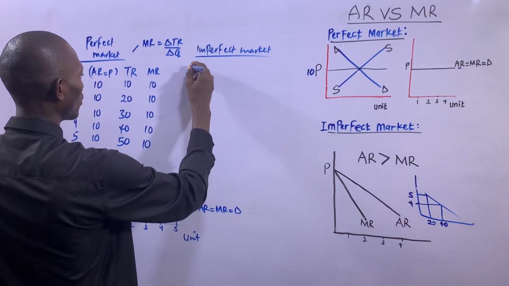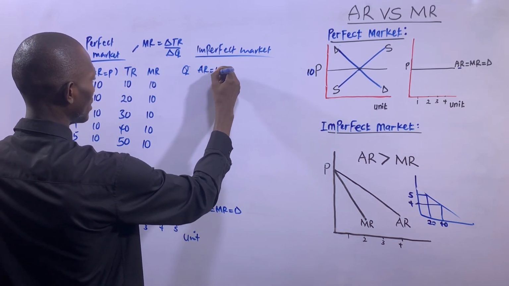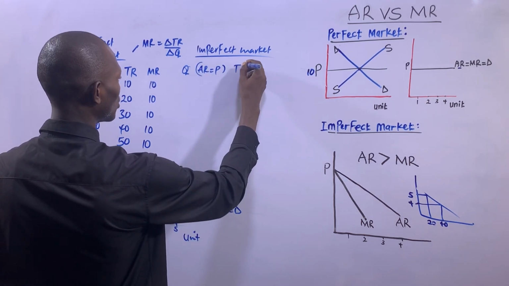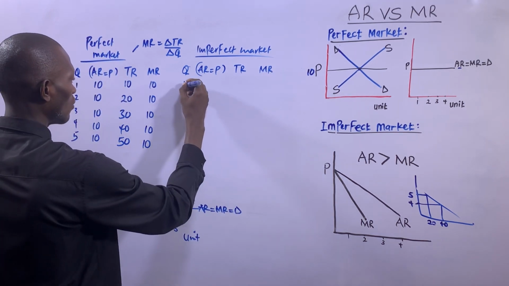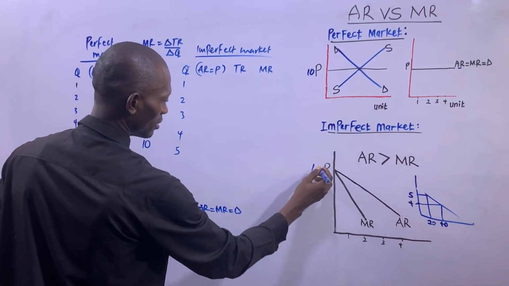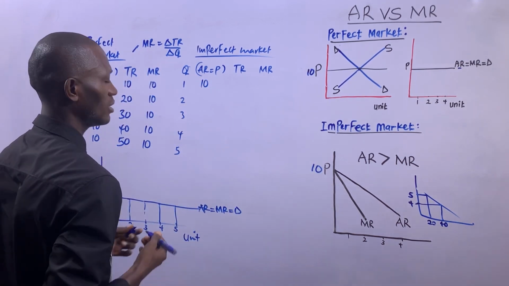So we have output, and we have average revenue, which is always the same thing as price in every market situation. Then you have total revenue and you have your marginal revenue. So we have 1, 2, 3, 4, 5. Let's say the price is 10, which is the same thing as average revenue, 10.